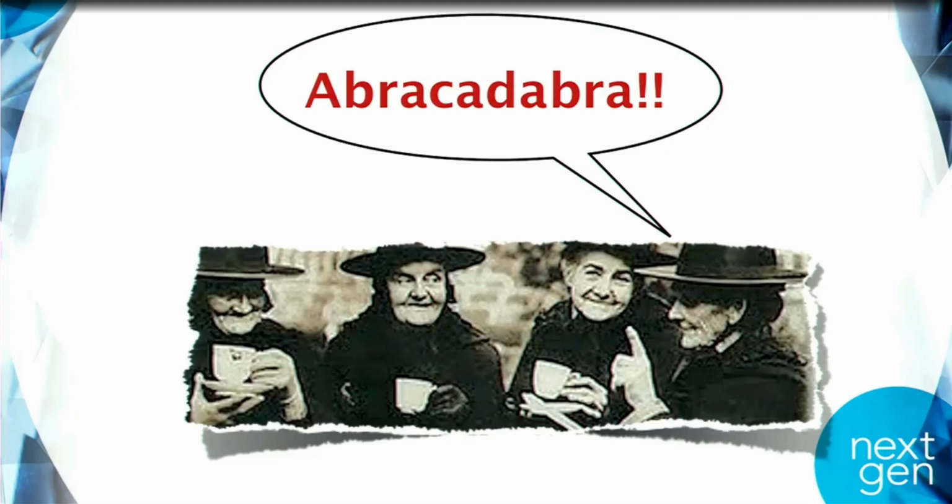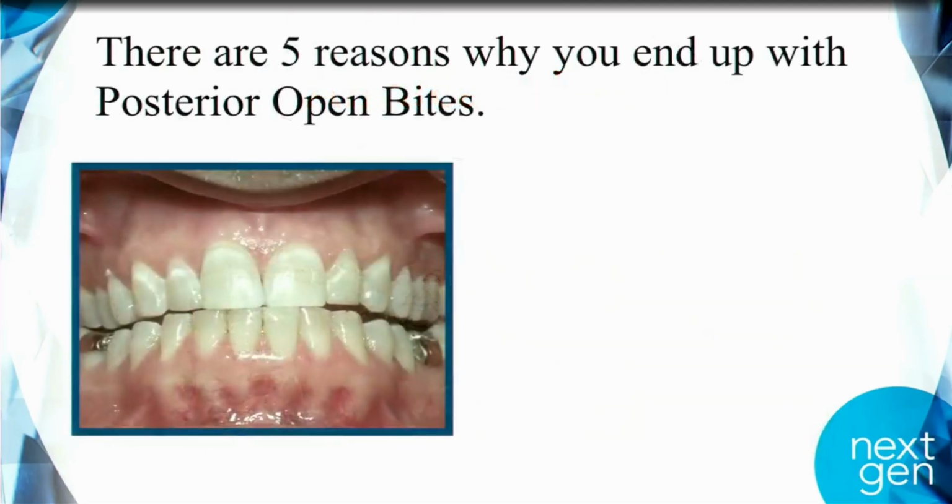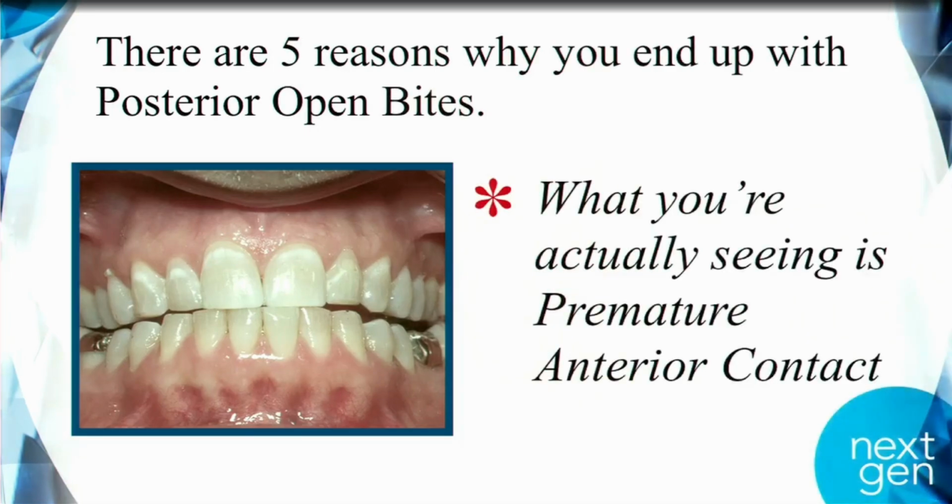That's how most posterior molar teeth intrude. Abracadabra. Okay, I gotta tell you 5 reasons why you end up with a posterior open bite. I'll give you a clue: none of them have to do with intrusion. What you're actually seeing is premature anterior contact.